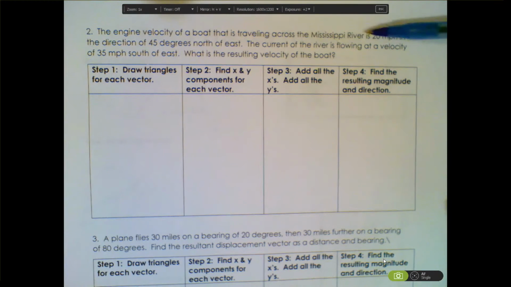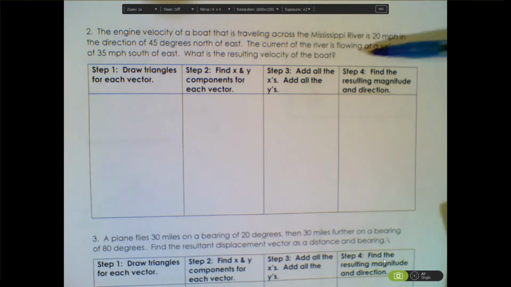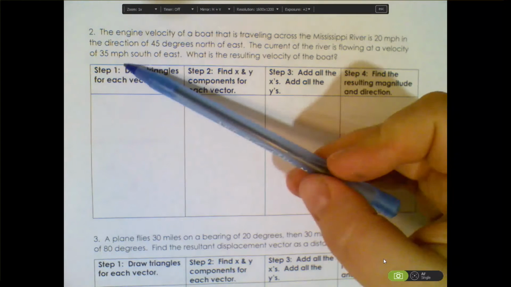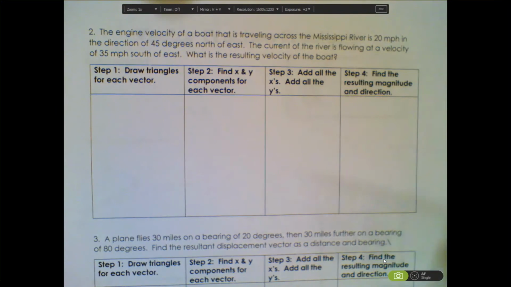The engine velocity of a boat that is traveling across the Mississippi River is 20 miles per hour in the direction of 45 degrees north of east. The current of the river is flowing at a velocity of 35 miles per hour south of east. What's the resulting velocity of the boat?